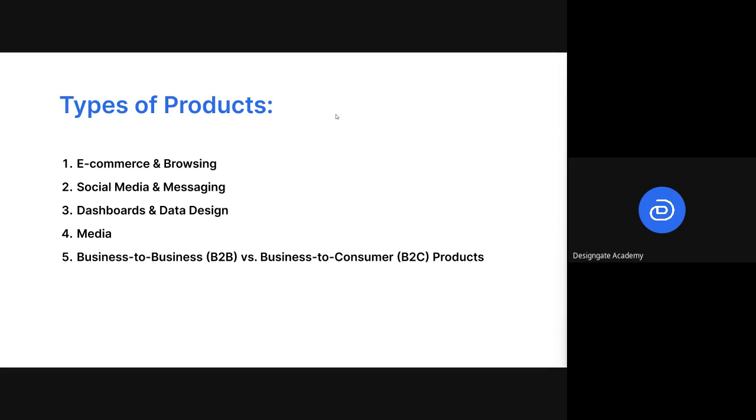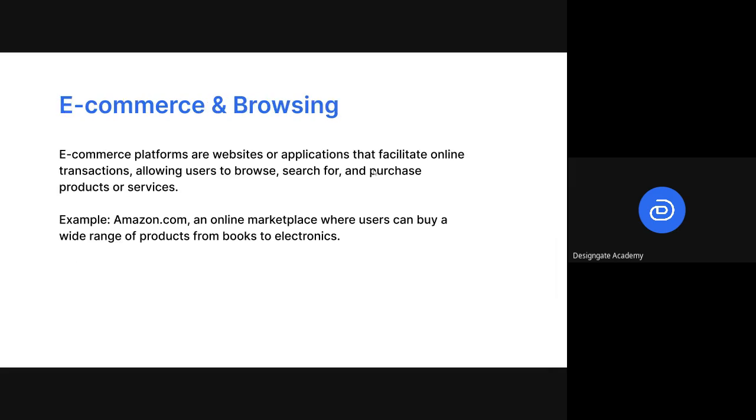Now let's take a look at the first one, which is e-commerce and browsing. E-commerce platforms are websites or applications that facilitate online transactions, allowing users to browse, search, and purchase products. Examples are Amazon.com, Jumia.com, or any business where buying and selling takes place. That is an e-commerce business. Let's assume you are working for an e-commerce company, or a business hires you as the product designer to help with their e-commerce product. What are some of the things?